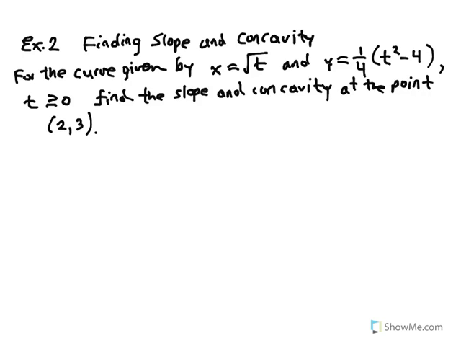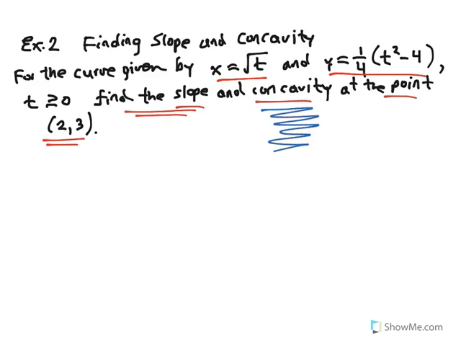Here's the problem that we want to look at. It is from your textbook. It is example 2, finding slope and concavity. For the curve given by this set of parametric equations, for t greater than or equal to 0, find the slope and concavity at the point (2, 3). So we will go ahead and do the part about slope, and then we will do a little bit of review of Calculus AB for concavity, and then complete the problem.